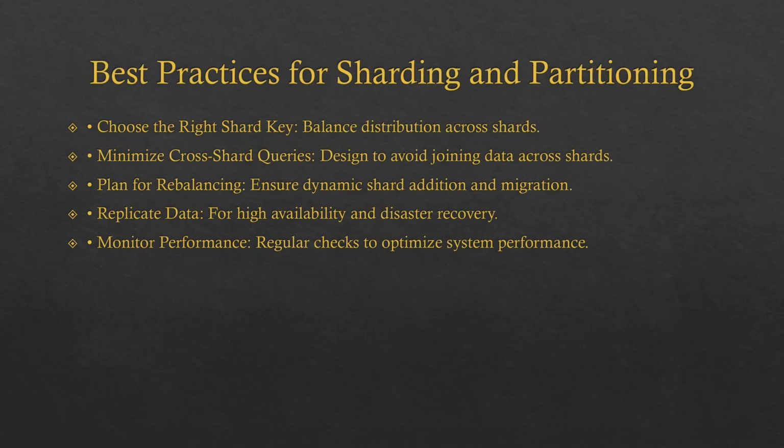Efficient sharding and partitioning require careful planning. Choosing the right shard key is vital to ensure even distribution of data. Cross-shard queries should be minimized to improve efficiency. It's important to plan for rebalancing as our data grows and to implement replication for high availability. Finally, continuous monitoring is essential to optimize system performance and ensure scalability.